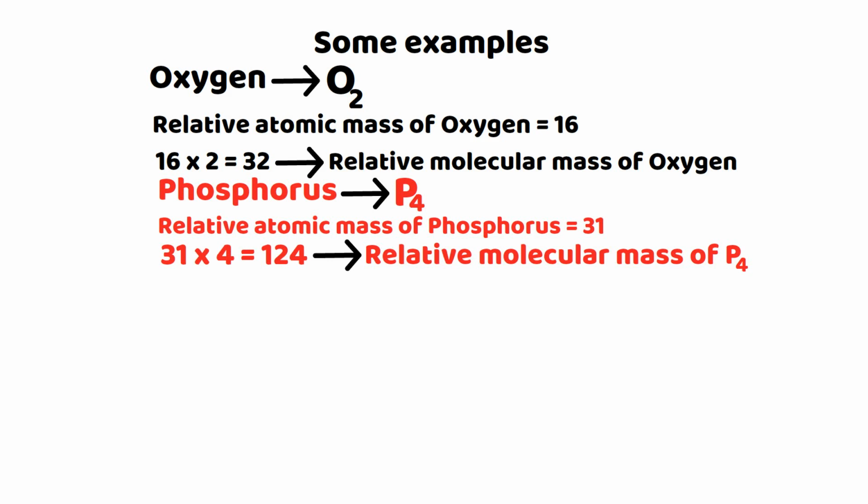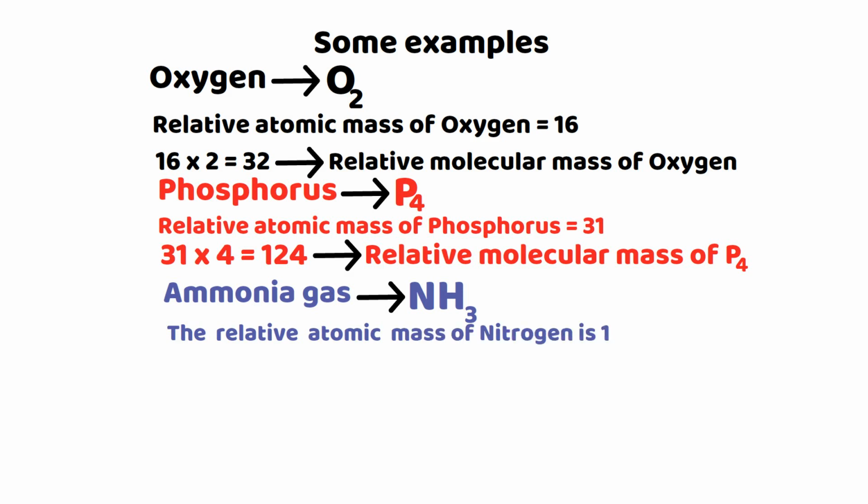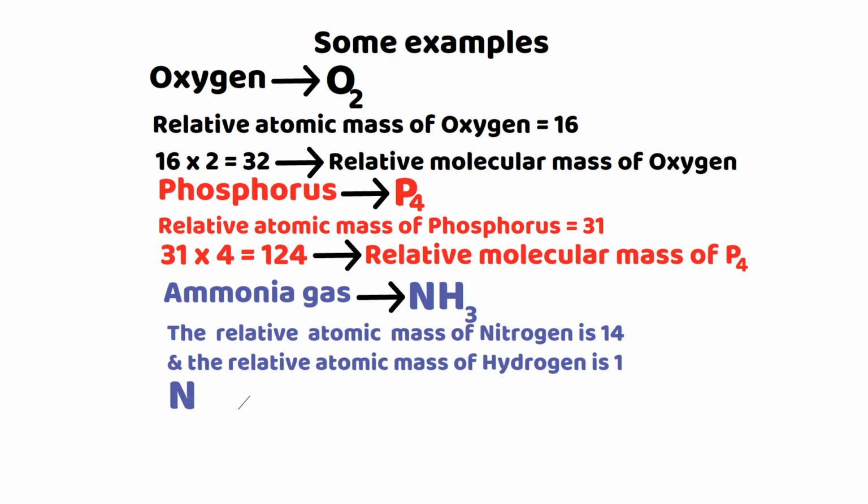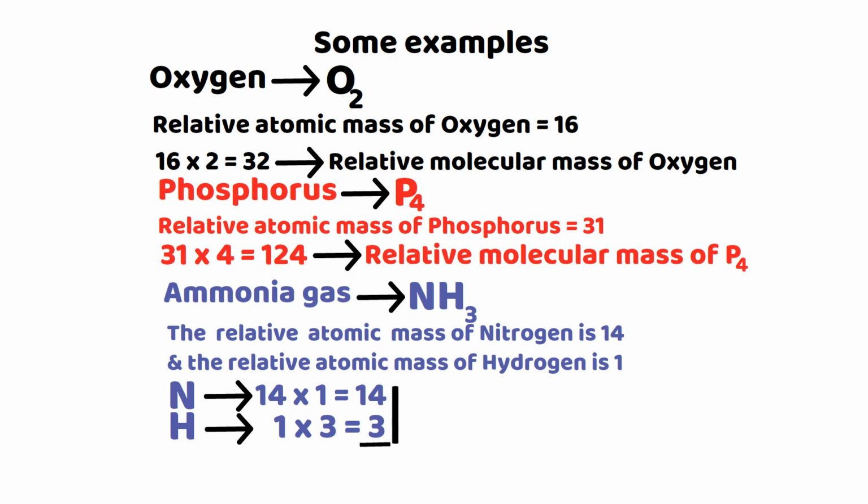Let's see another example. A molecule of ammonia gas is represented by NH3, which means one molecule of ammonia has one nitrogen atom and 3 hydrogen atoms. The relative atomic mass of nitrogen is 14 and the relative atomic mass of hydrogen is 1. So for nitrogen it is 14 into 1 is equal to 14, and for hydrogen it is 1 into 3 is equal to 3. Now if we add these two numbers, we get the molecular mass of ammonia, that is 17.